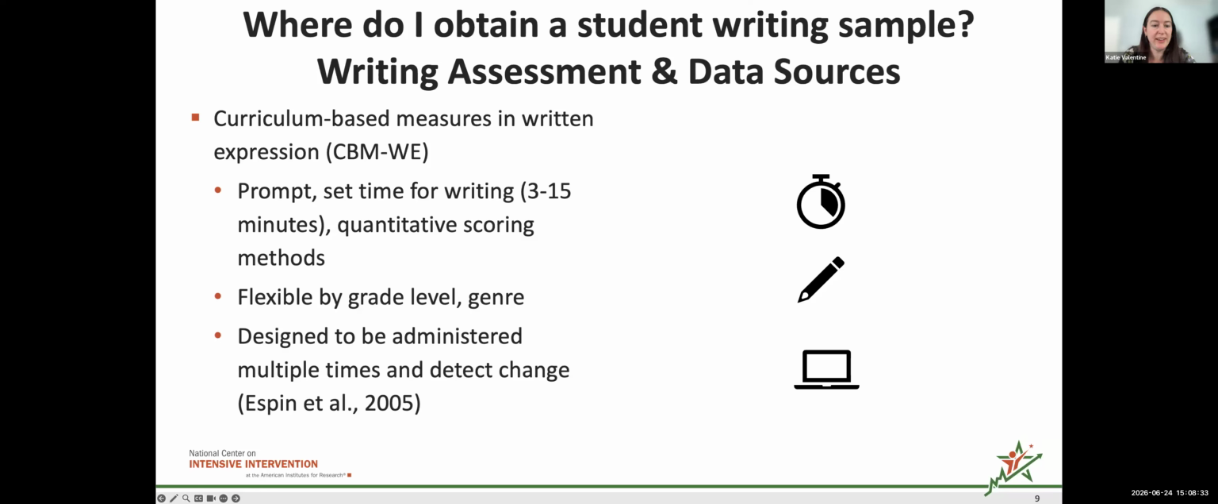These CBMs in writing are really flexible by grade level and genre, so they can be given across multiple genres. We have curriculum-based measures from all the little ones down in kindergarten all the way through high school. And they are from this family of curriculum-based measures, so they are designed to be administered multiple times and detect that change over time.